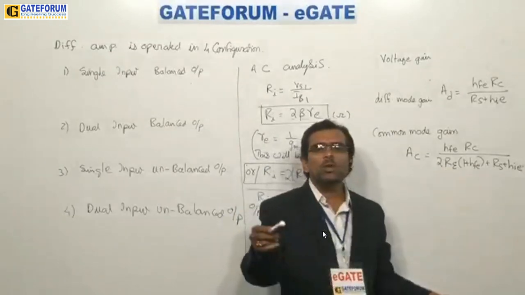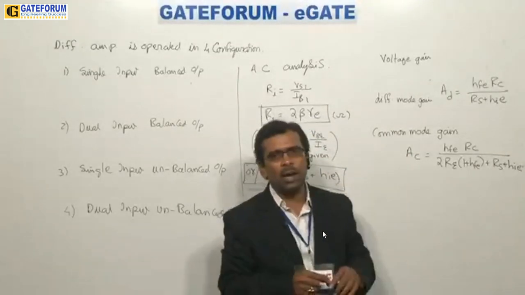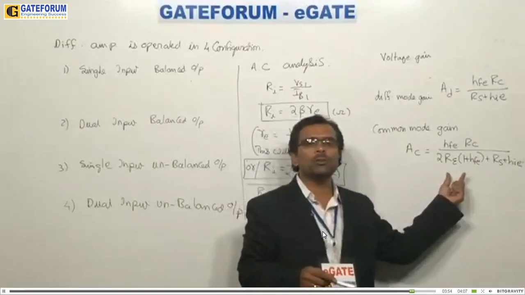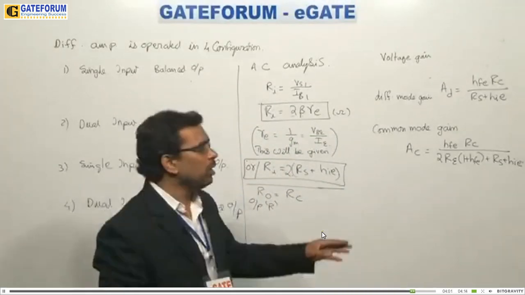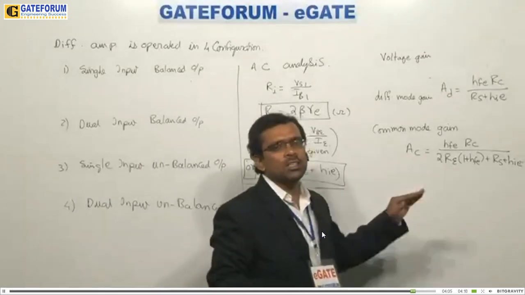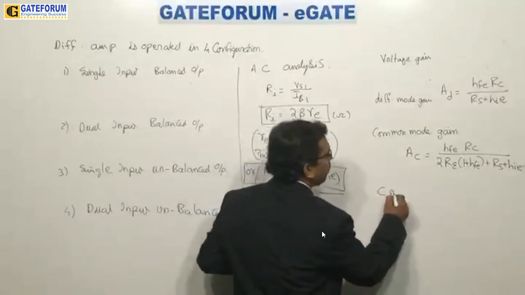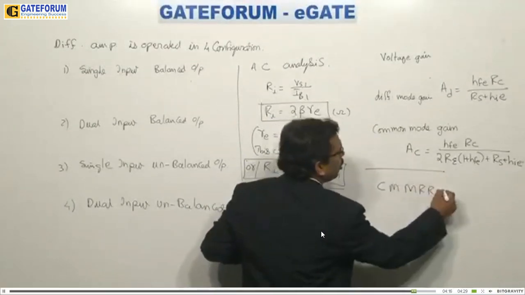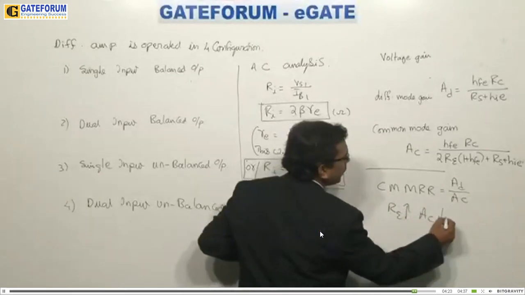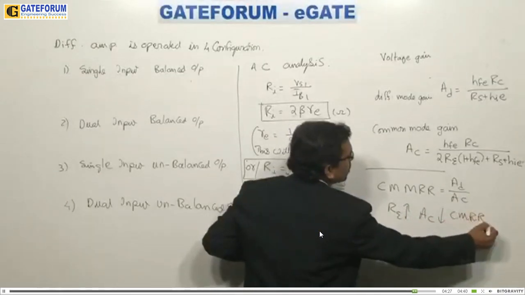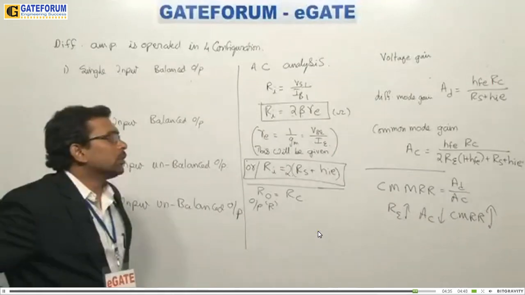Now, if you increase Re, carefully listen, the common mode signal will be reduced. This is what one of the students was asking: how the common mode signal is controlled, how CMRR is controlled. If you increase Re, AC reduces, and CMRR increases. That is the point you need to remember. CMRR is equal to AD by AC. As Re is increased, AC decreases and CMRR increases. This is how we can control CMRR.